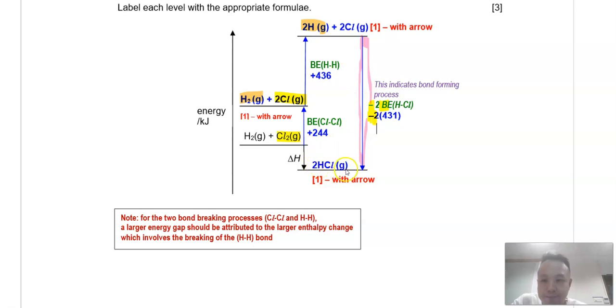2 H-Cl bonds formed. So with that, again, the comment on the relevant gaps is that the larger energy gap should be attributed to the larger enthalpy change, which involves the breaking of the H-H bond. As I said over here, you need to give the larger gap here to the H-H bond breaking, because lines are drawn for you and you're supposed to complete the arrows. Okay, with that, we are done with question 10.